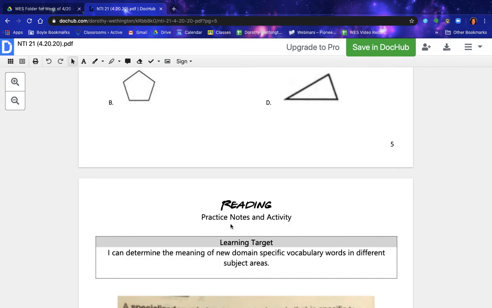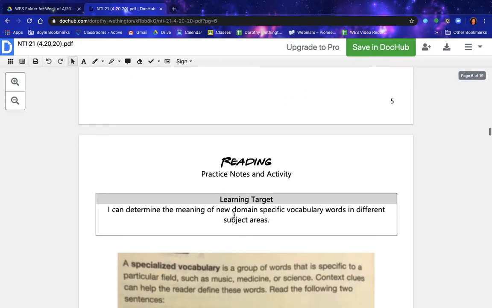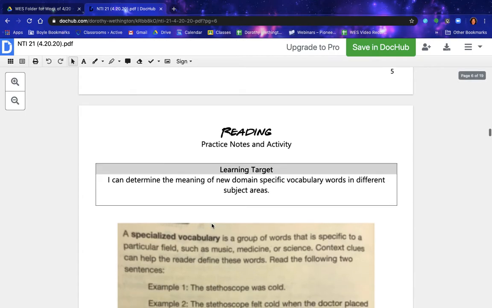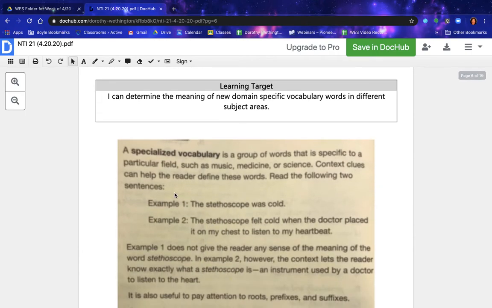Reading. Practice notes and activity. Learning target: I can determine the meaning of new domain-specific vocabulary words in different subject areas. A specialized vocabulary is a group of words that is specific to a particular field, such as music, medicine, or science. Context clues can help the reader define these words.